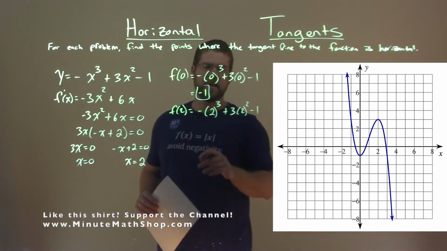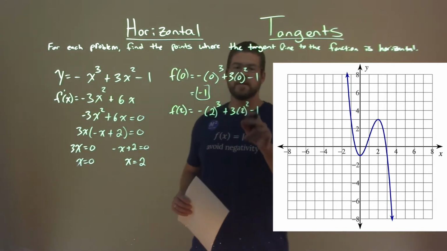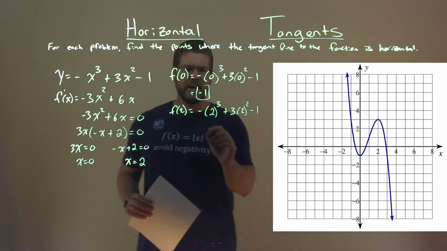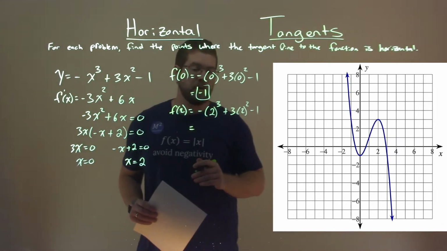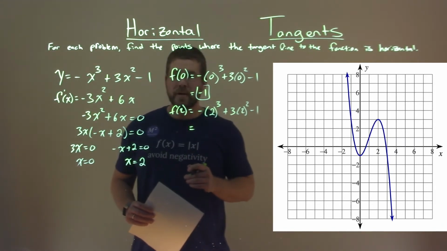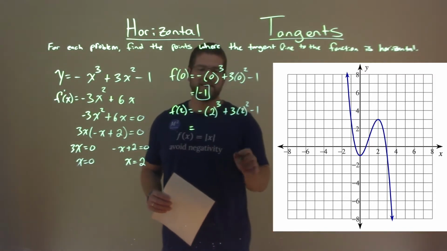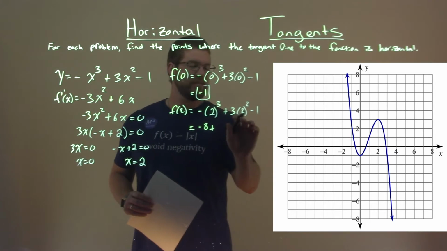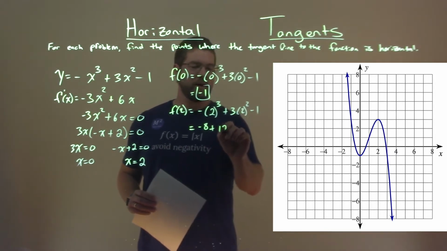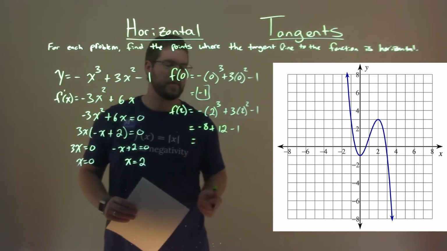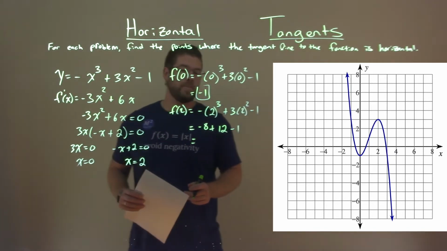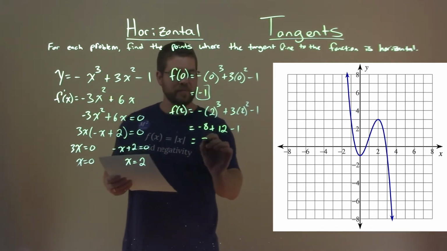So we have a negative 2 to the third power, plus 3 times 2 squared, minus 1. And again, we're seeing what this solves to be. 2 to the third power is 8, so we have a negative 8 here, plus 2 squared is 4, times 3 is 12, minus 1. Well, negative 8 plus 12 minus 1 comes out to be a positive 3.